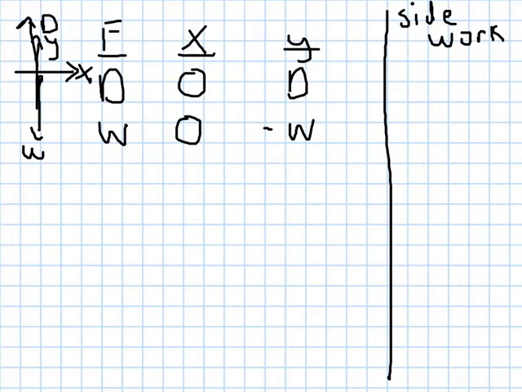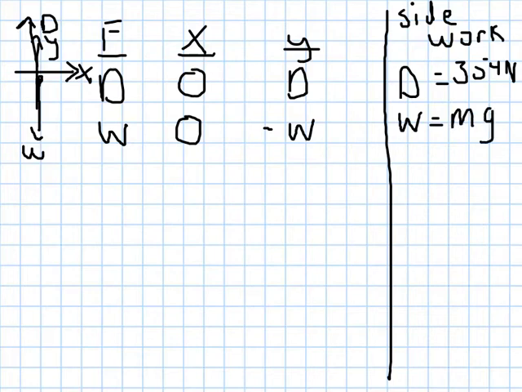The problem told me something about drag. It said that drag was equal to 354 newtons. As far as weight, we usually write weight as equal to mass times little g, and that's still true even if you're not on Earth, but the value of g changes depending on what planet or moon we're talking about. And then the problem did tell me about mass. That's 59 kilograms.